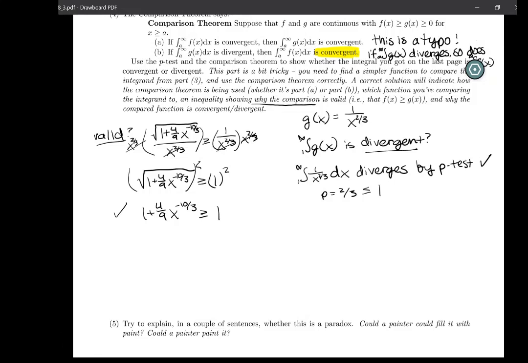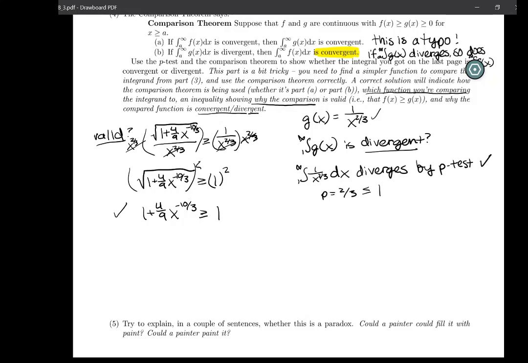So we've got two parts of this now. We've got why our compared function is convergent or divergent, why the comparison is valid. And we've also got what function we're comparing to. That's the g of x right there. The last part we need is how it's being used. So we're going to use part B.